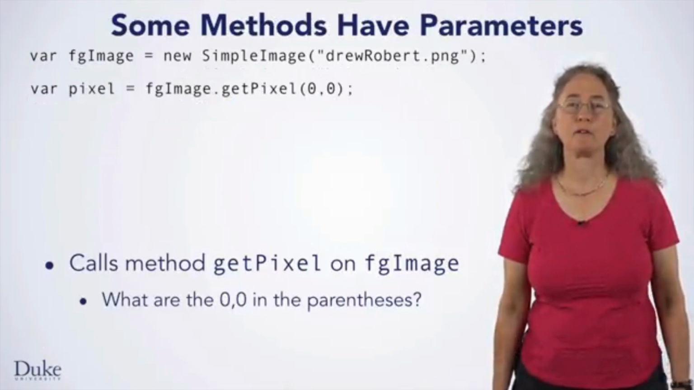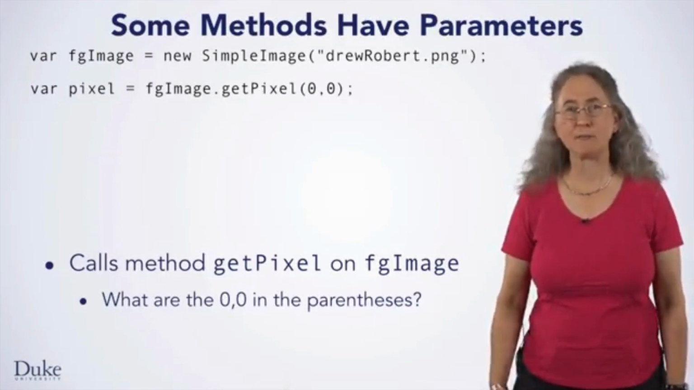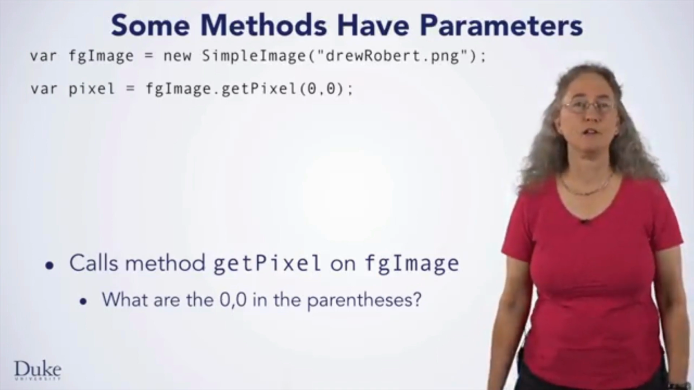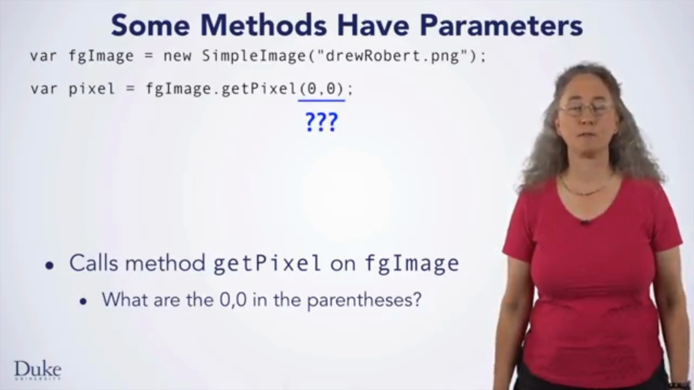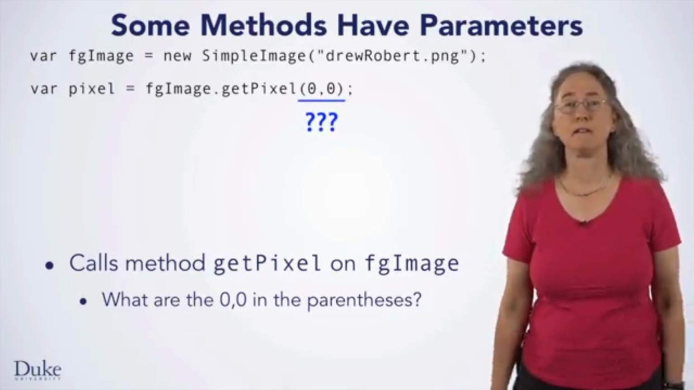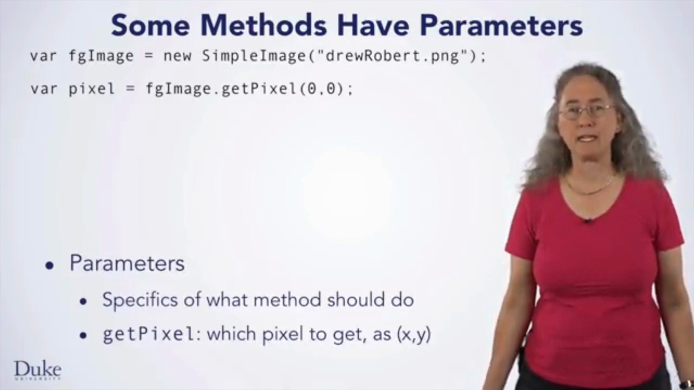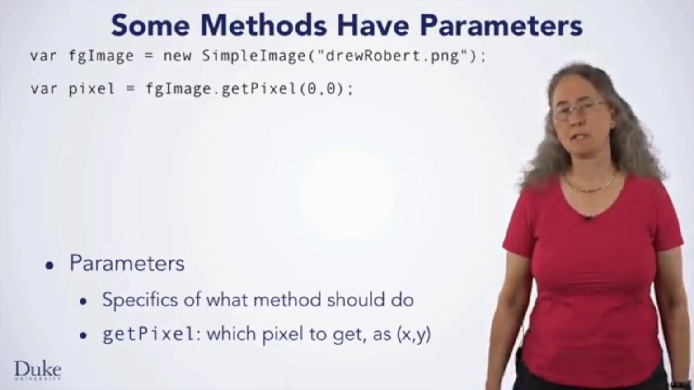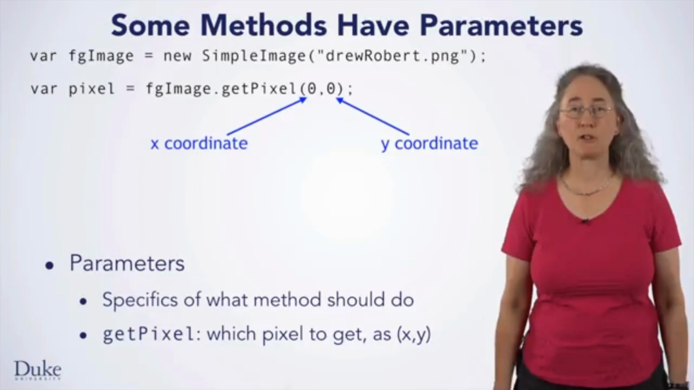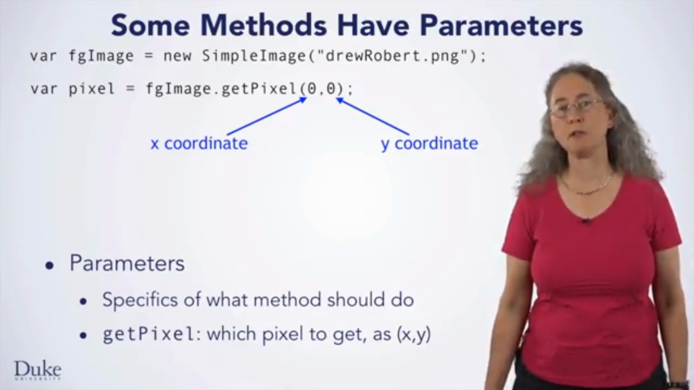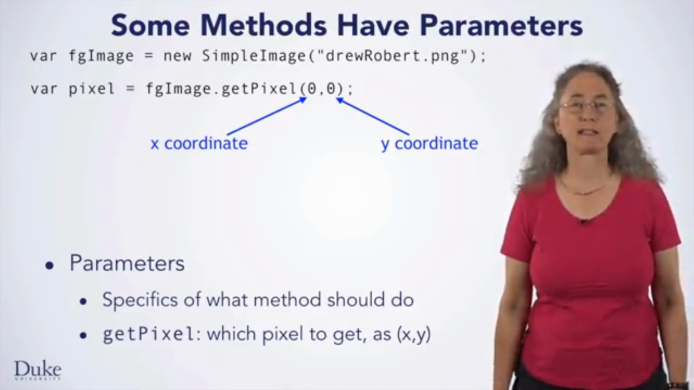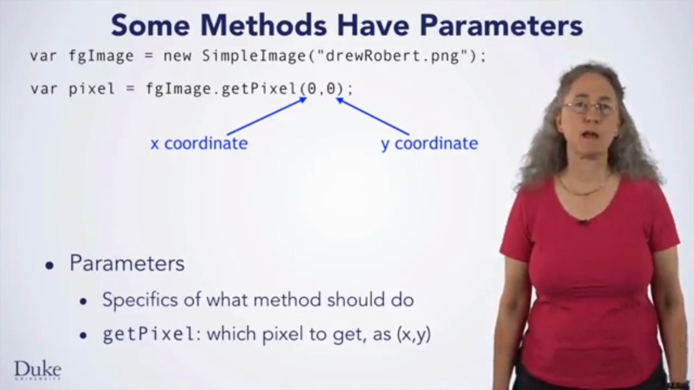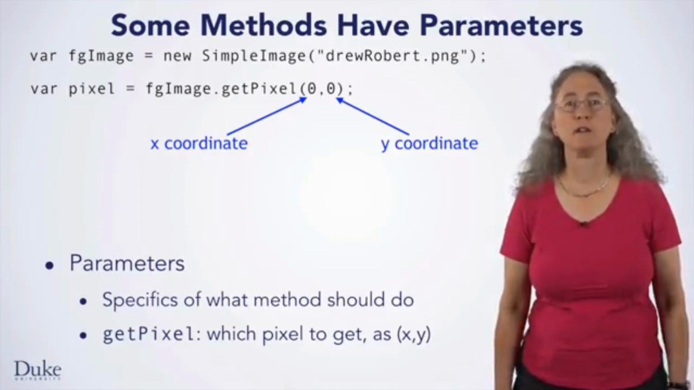Some methods have parameters. For example, if you wanted to call getPixel on an image, which gives you a particular pixel, it might look like this. Notice that we have 0, 0 in the parentheses. What do these mean? These are the parameters to the method. They give the method more specific information about what it's supposed to do. In the particular case of getPixel, the parameters specify which pixel it should get from the image by giving the desired pixel's x and y coordinates. The particular meaning of the parameters is specific to each method, but should be described in the documentation.